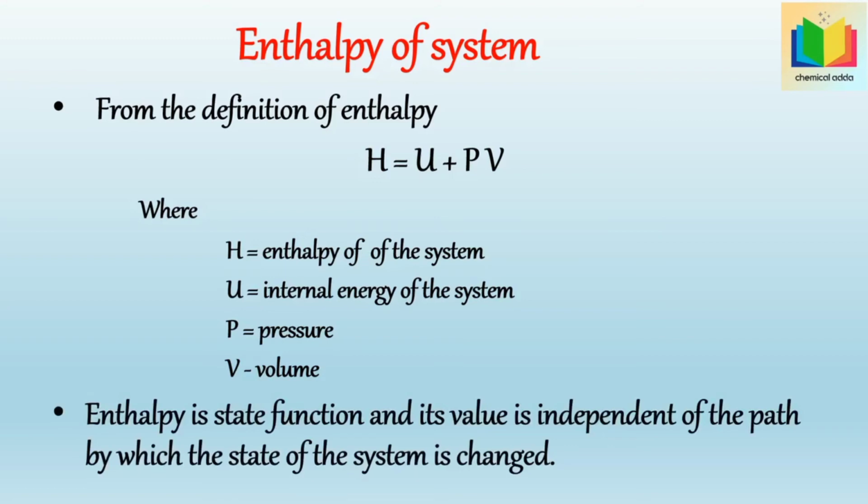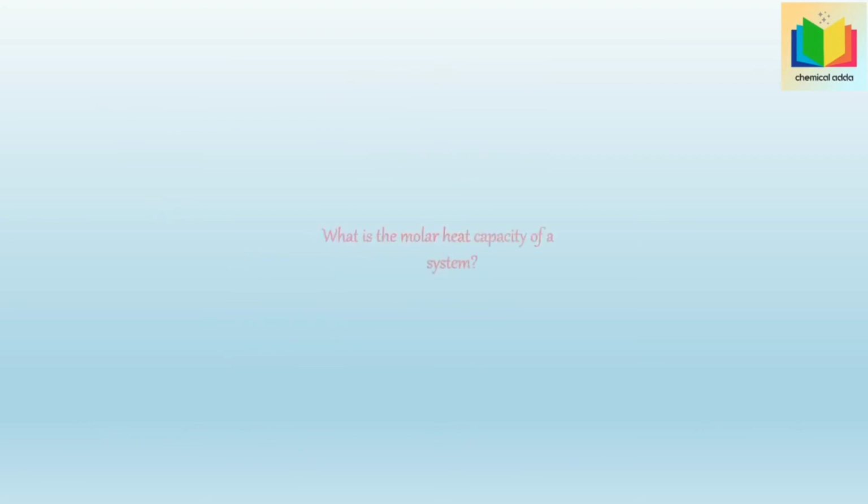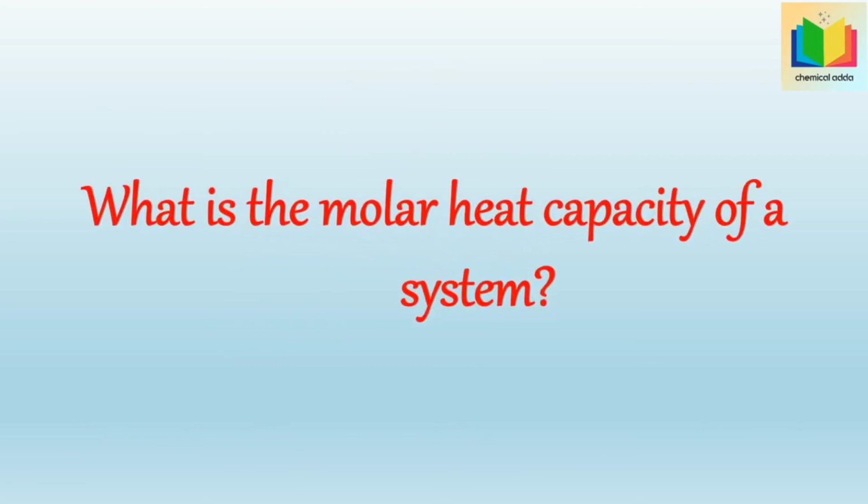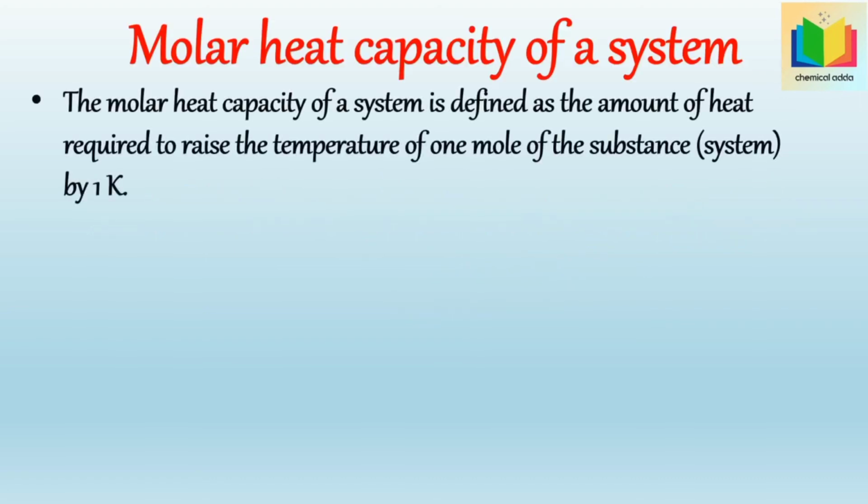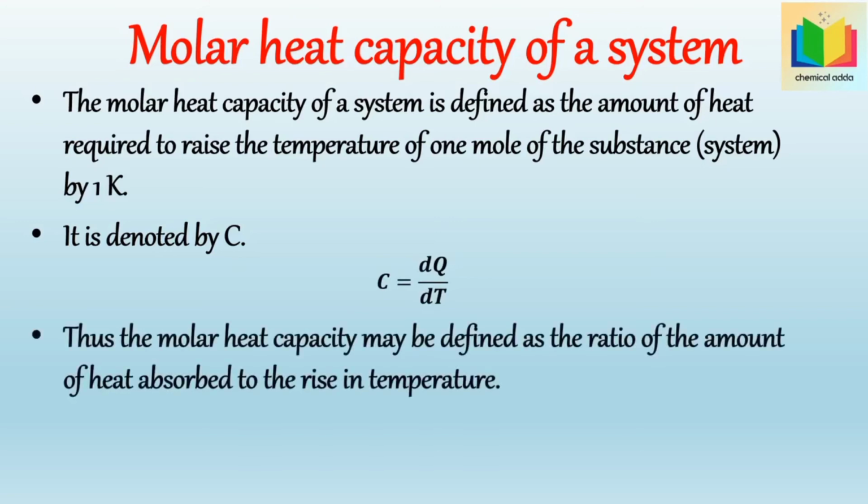Now, next question. What is the molar heat capacity of a system? The molar heat capacity of a system is defined as the amount of heat required to raise the temperature of 1 mole of the substance or system by 1 Kelvin. It is denoted by C. So according to the definition, C is equal to dQ by dT. Thus the molar heat capacity may be defined as the ratio of the amount of heat absorbed to the rise in temperature.